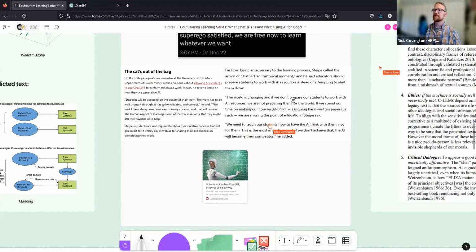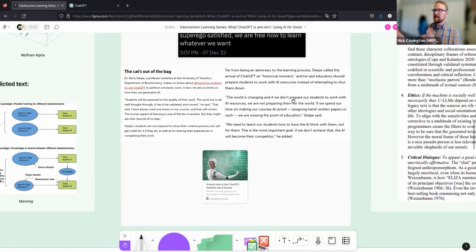So here's a professor at the University of Toronto in biochemistry, no limits on how they use AI, saying students will be assessed on the quality of their work. It has to be well thought through. It has to be validated and correct. And he always has oral exams that will remain. They say the human aspect of learning is one of the few invariants, but they might ask their favorite AI to help. And so here's an example of somebody who's really thinking proactively about how to get kids using the tools, and then also just assessing them in interesting, human-centered ways that requires kids to still be able to know and do the requirements of the course if they're going to be successful.